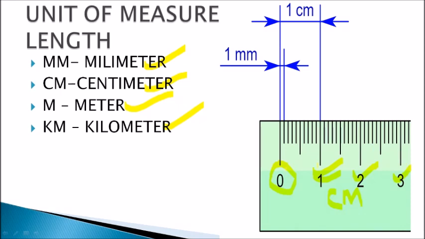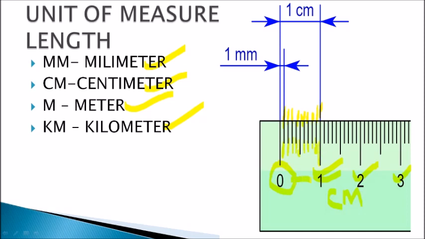Now between 0 to 1 there are 10 small lines. Here you can see on the screen: 1, 2, 3, 4, 5, 6, 7, 8, 9 and 10. 10 small lines are there. Each line stands for 1 millimeter. Suppose this one is the first line, the length of this one is 1 millimeter. This one is the second line, it's 2 millimeter. The third line is 3 millimeter. It's 4 millimeter. It's 5 millimeter. Like this 6, 7, 8, 9 and in the last this one is 10 millimeter.